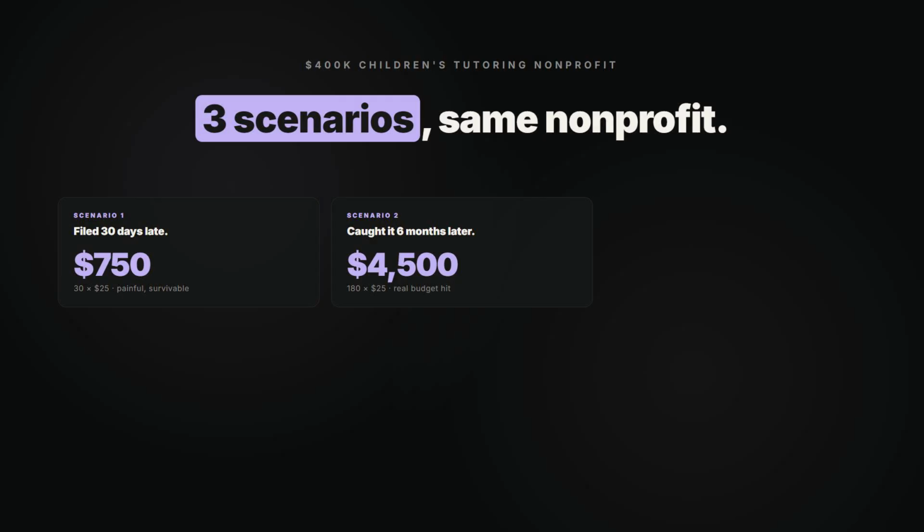6 months go by before they catch it. That's 180 times 25, $4,500. Now we're talking about a real budget hit. Scenario 3, they never file at all for that year. The penalty caps at $13,000, but that's just for 1 missed year. Miss 3 in a row, and the conversation changes completely. We'll get to that in a minute.